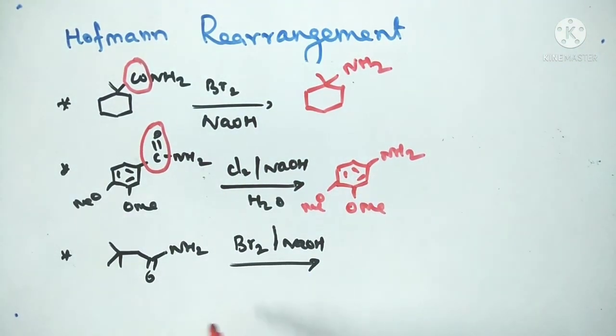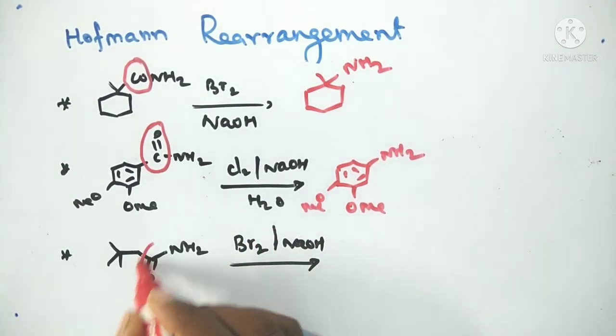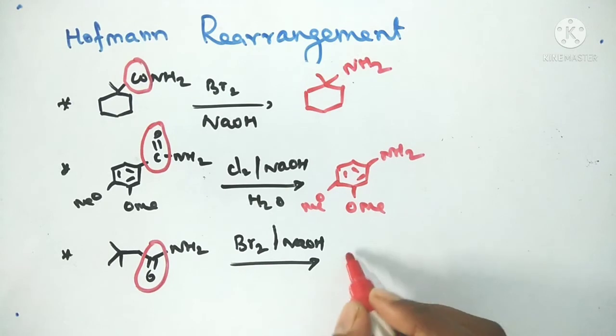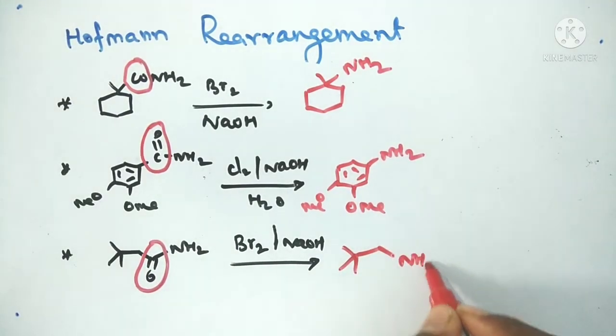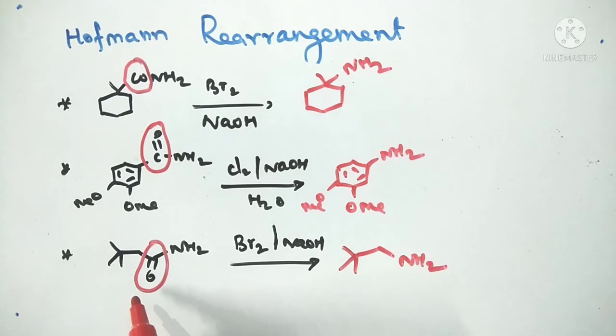So the next step: amide converted into amine in the presence of bromine and alkali. So you lose the carbon atom. So what you will get? NH2. So this is neopentylamine from 3,3-dimethyl butanamide.